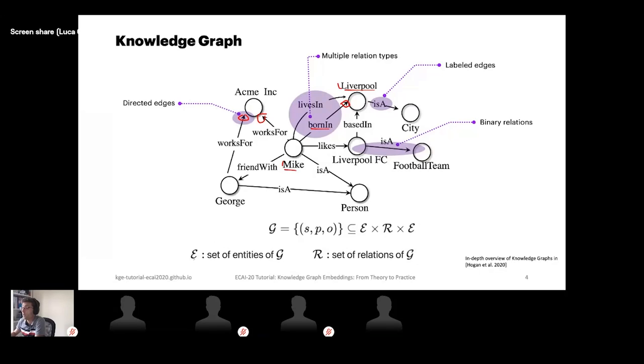We point out that the set of entities of the graph, the set of nodes, which we also call entities, is called E, and the set of all the different types of labels associated to edges is called the set of relations. I recommend looking up this piece of literature if you're interested in more details.